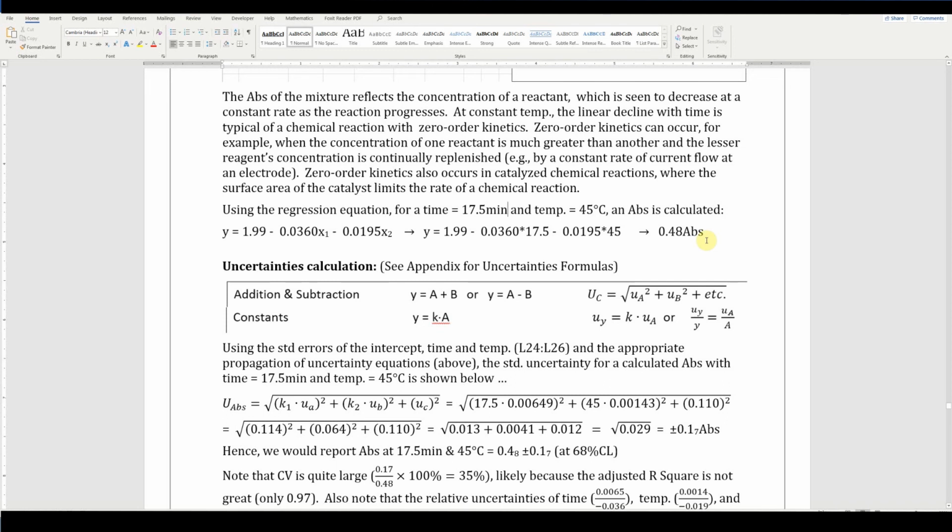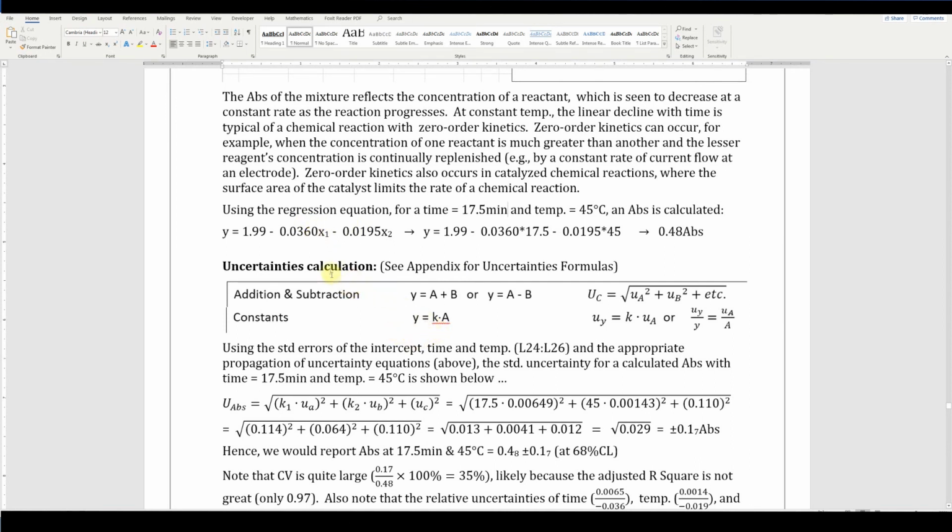Now we can't forecast a value from regression without talking about uncertainty. We need to always calculate uncertainty, and let's do that for this example. We can use the propagation of uncertainties formulas, which you've studied previously, and they're in the appendix of these notes. Here we have terms that are being added or subtracted together, and so we'd use the propagation of uncertainty formula for addition and subtraction. The combined uncertainty is equal to the root of the sum of the squares of the individual uncertainties. Within two of these terms, we have multiplication going on, and that's multiplication by a constant.